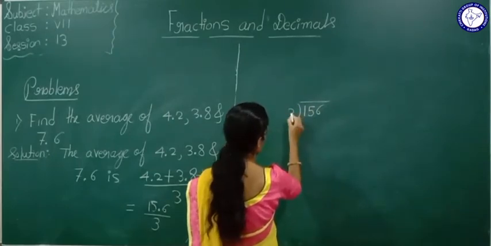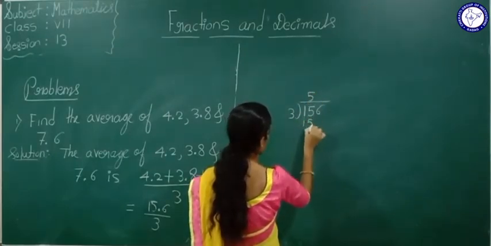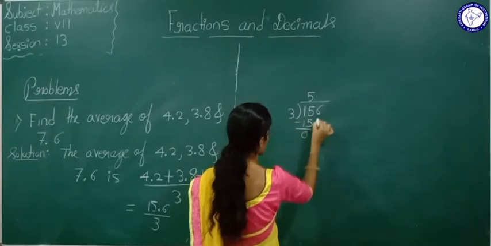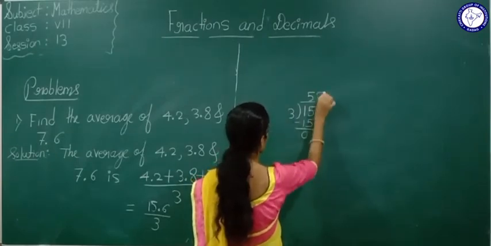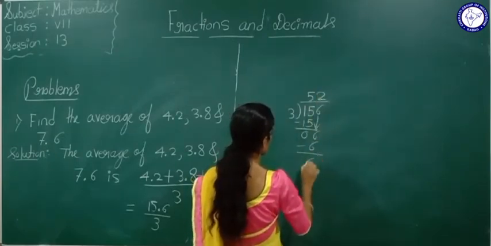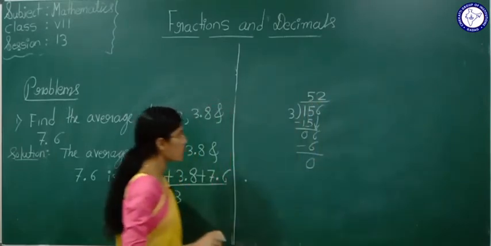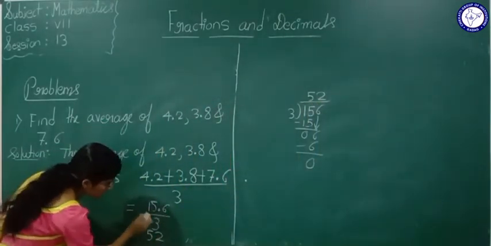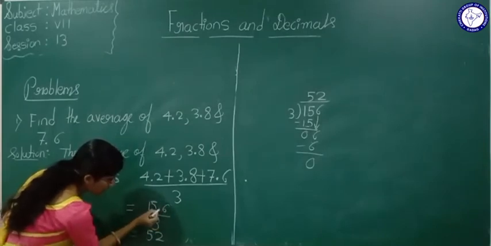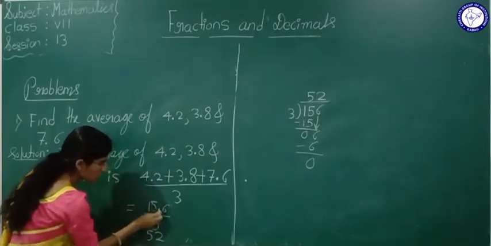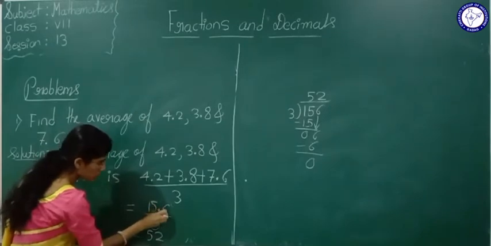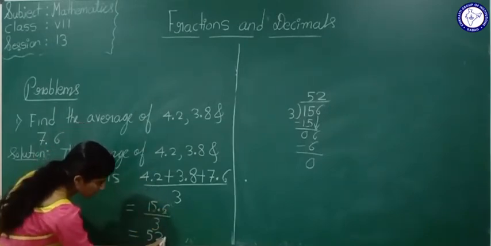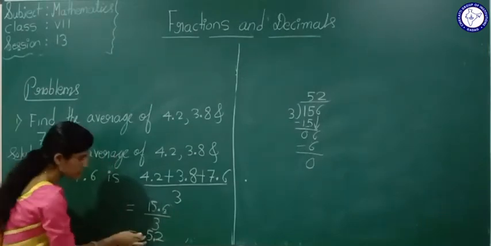So what will it become? 3 5s are 15. 15 minus 15 is 0. Take here 6. 3 2s are 6. 6 minus 6 is 0. What is the quotient we got? 52. Now see, students, here in this decimal number, after this decimal point, how many digits are there? 1. In this answer from the back side, after one place you put a decimal point, that is 5.2.